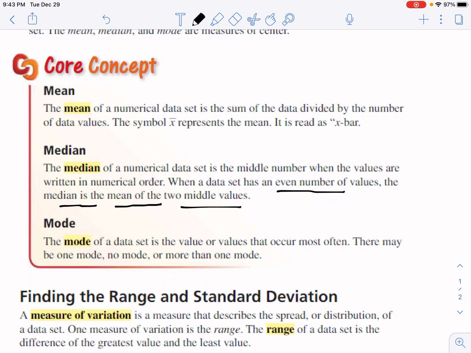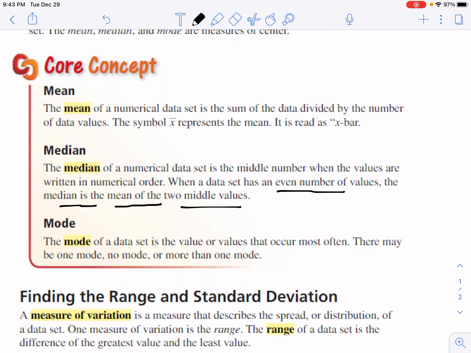So what that means is, if you didn't have an odd number set, like maybe 9 numbers or 11 numbers, let's say you had an even number, like 12 numbers, you're going to end up with two numbers in the middle, and you'd have to add those two numbers and divide by 2, okay? You would average those two numbers together, and that would be your median.